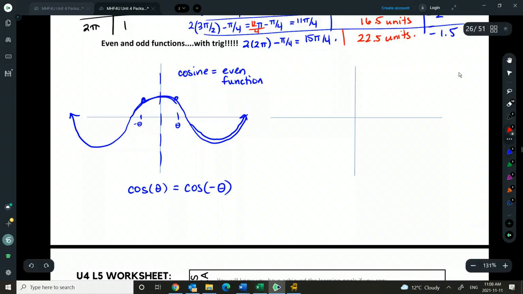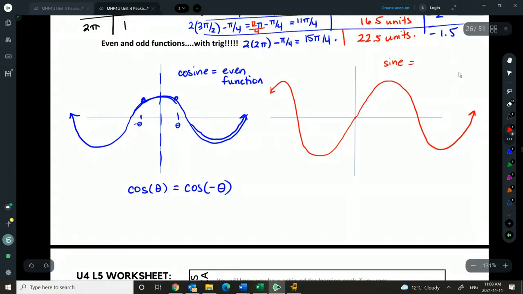Okay, let's look at sine. This is the sine graph. What do we notice about the sine graph? It's an odd function because it has point symmetry on 0, 0. If I were to rotate this 180 degrees, then it would be symmetrical on both sides. So sine is an odd function.